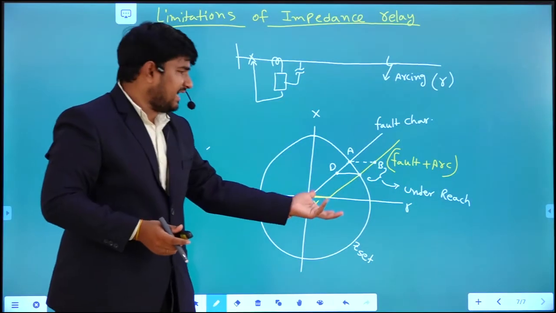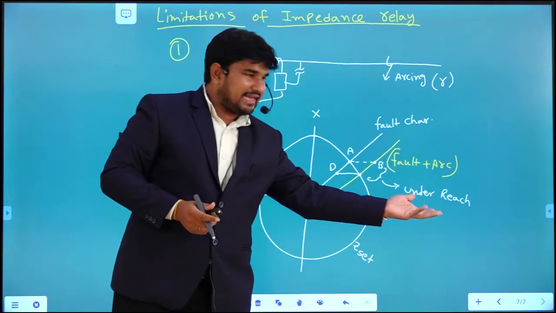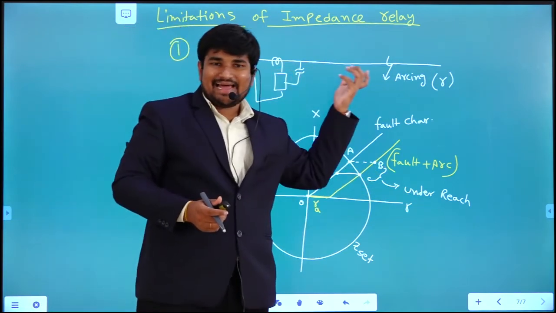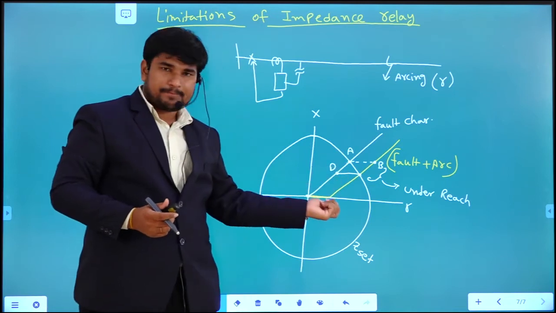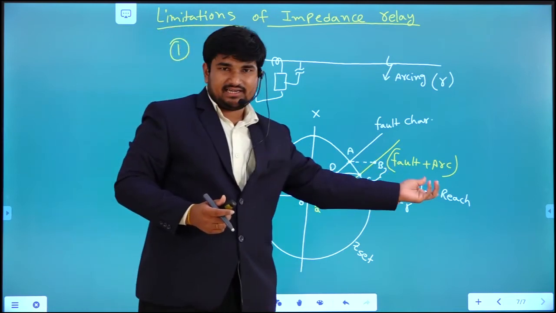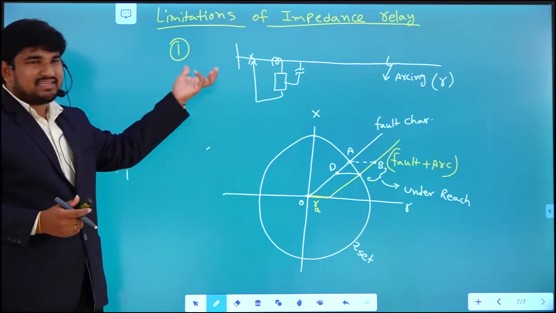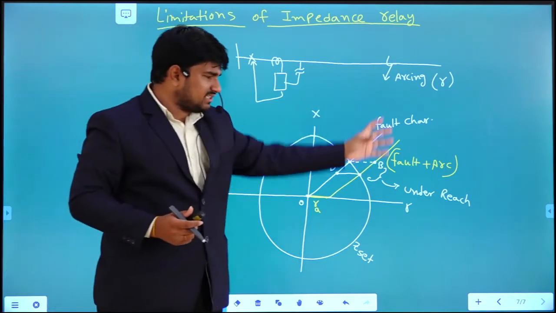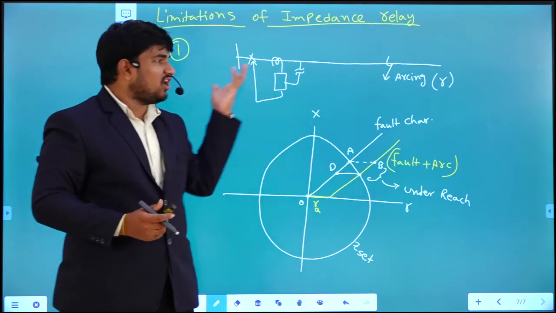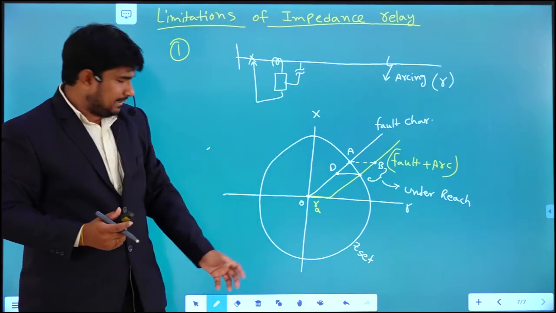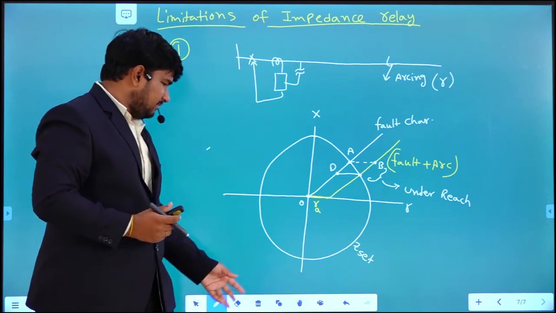We call this effect underreach. That means the reach of this impedance relay is reduced because of this arcing resistance, right? So this is one of the limitations of the impedance relay. As the arcing resistance increases, the reach of the impedance relay will be reduced, right? So this is one of the limitations.